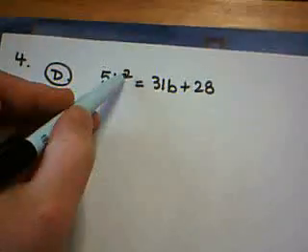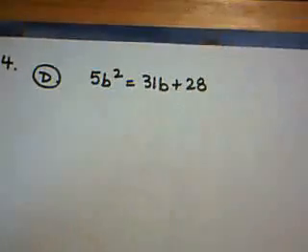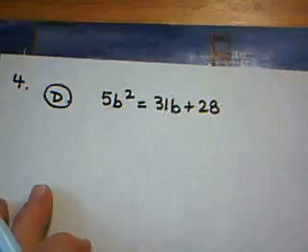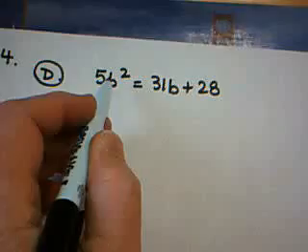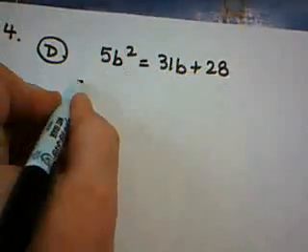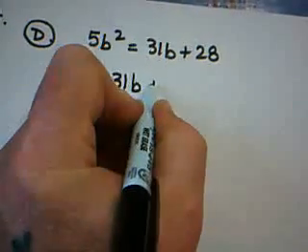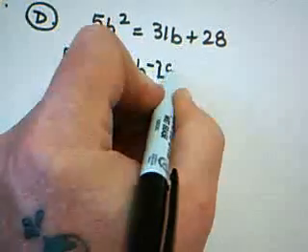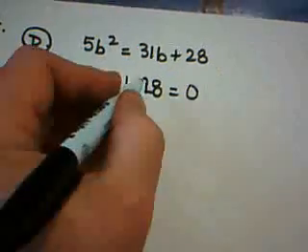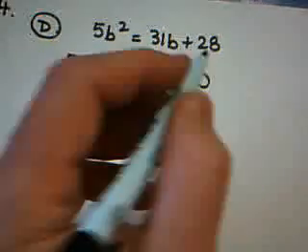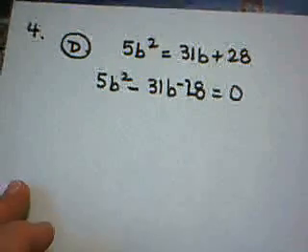An equation whose degree is 2 is also sometimes called a quadratic equation. And one method for solving a quadratic, which doesn't always work but is always a good method to try, is putting the equation in standard form. So I would have 5b squared minus 31b minus 28 is equal to 0, okay? Descending power order equals 0. I always like the leading coefficient to be positive, so in this case I make sure it is.